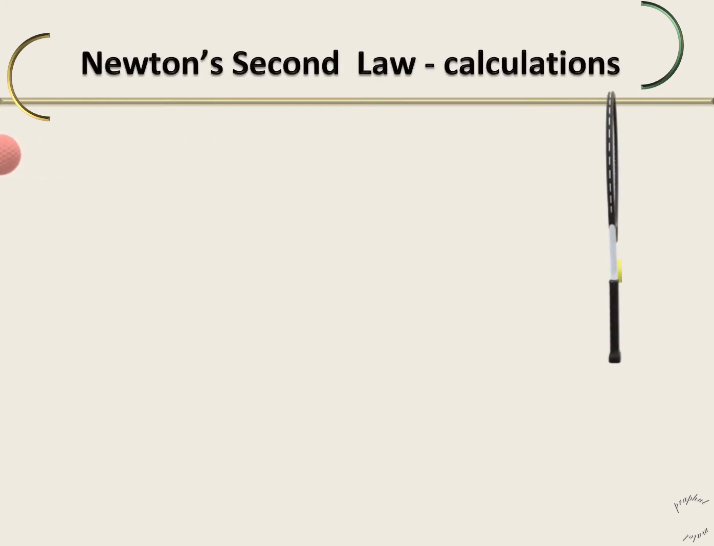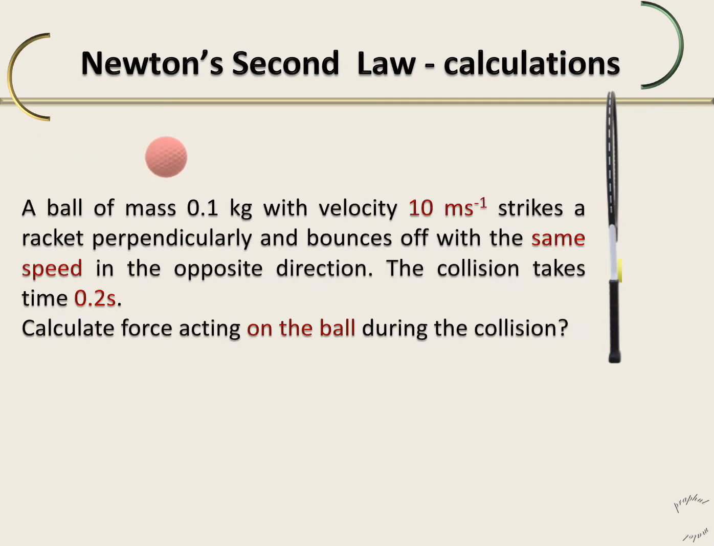Let's do some calculations using Newton's second law and see how to use this equation in a real life situation. Let's consider a ball hitting a racket and bouncing back. For the simple case, I have taken the forward and backward velocities to be the same. So the initial and final velocity both are 10 meters per second.